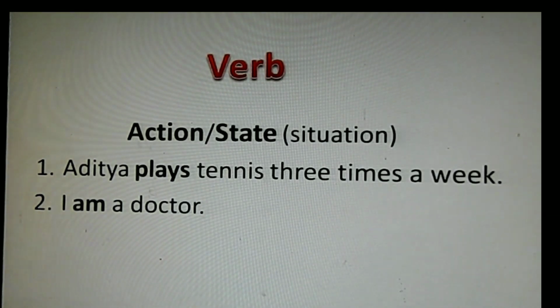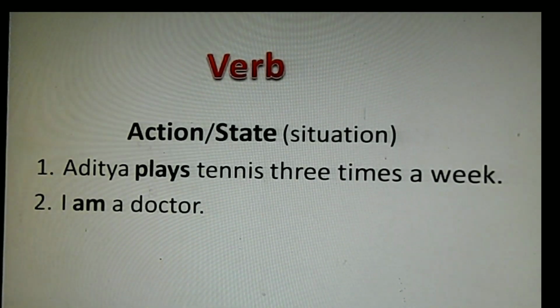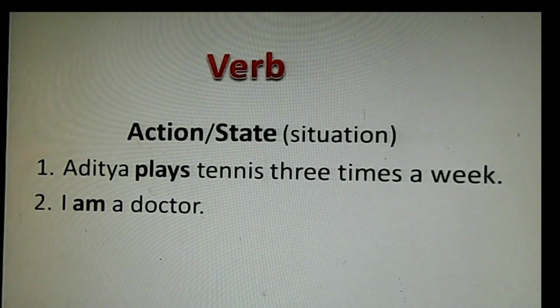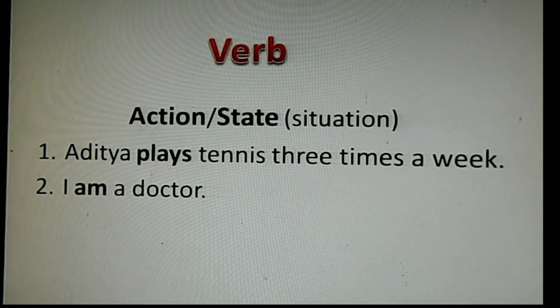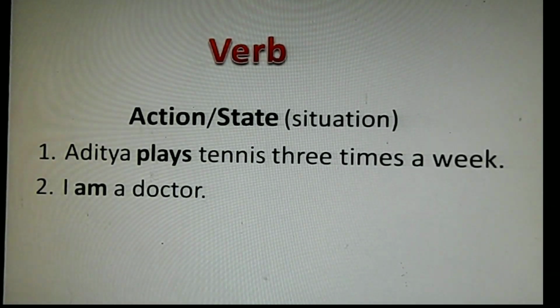But in the second sentence, we are not talking about any physical action. We are just saying, I am a doctor. We call that a state. That means a situation. So in this second sentence, am is not an action. Am shows a state or a situation. I am a doctor. So verbs can show actions, or they can show states or situations. Those are two types of verbs. I hope it is clear to all of you.